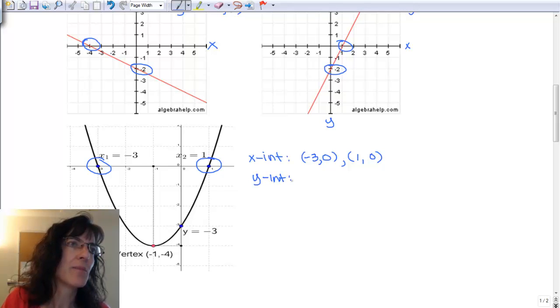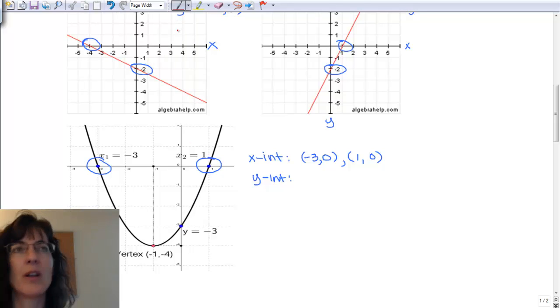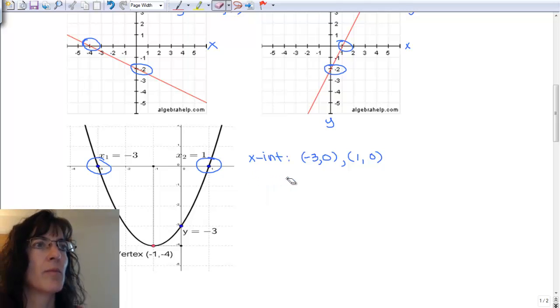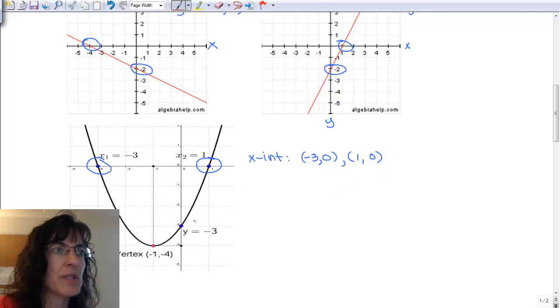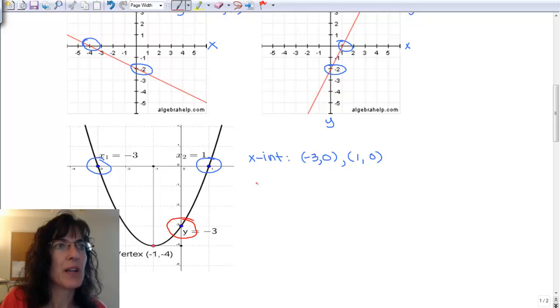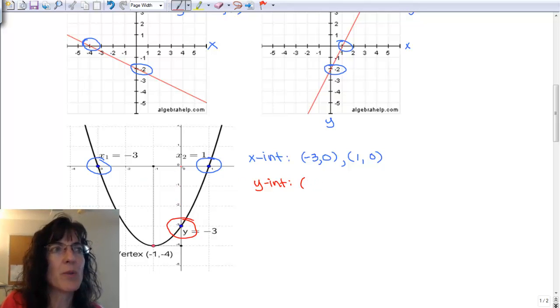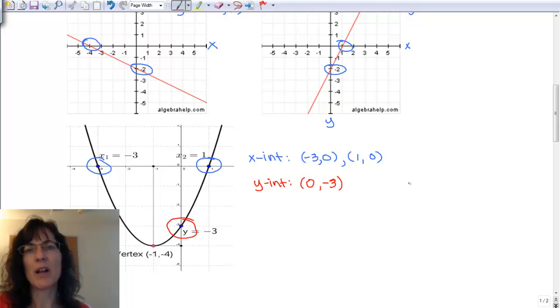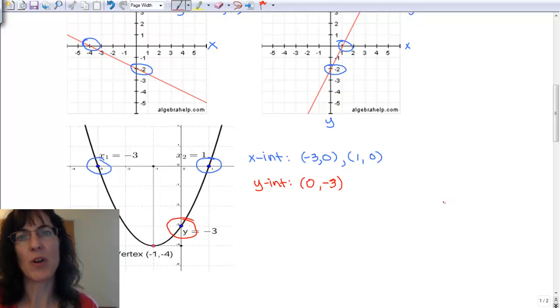So y-intercepts, we have one y-intercept, and it's right here. It's at -1, -2, -3, but first we go 0 in the x direction and then -3. So 0 for the x direction, -3 for the y direction. And we only have one place. If we look down the y-axis, there's only one place where our parabola crosses the y-axis, and it's here at 0, -3.